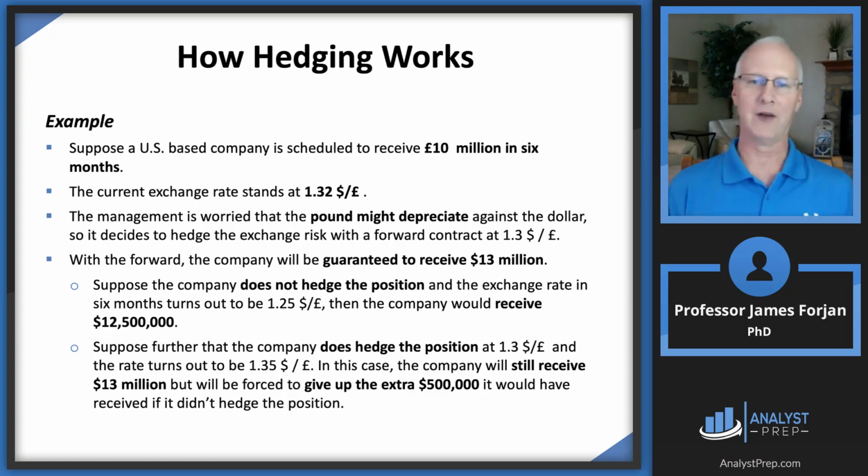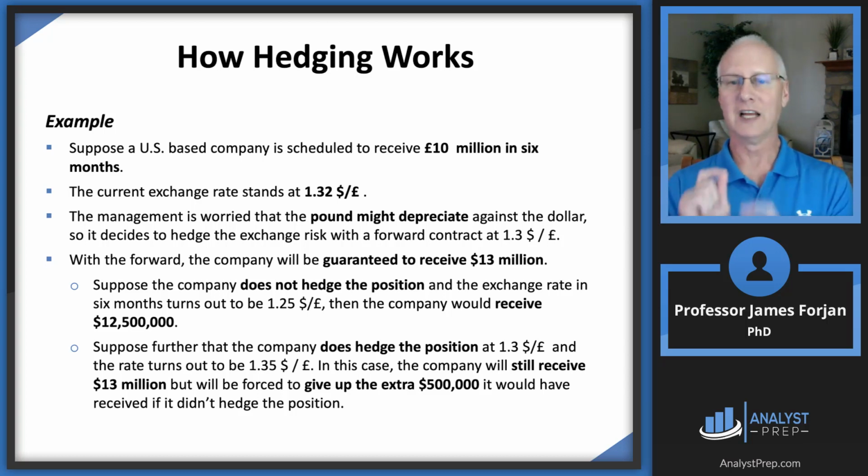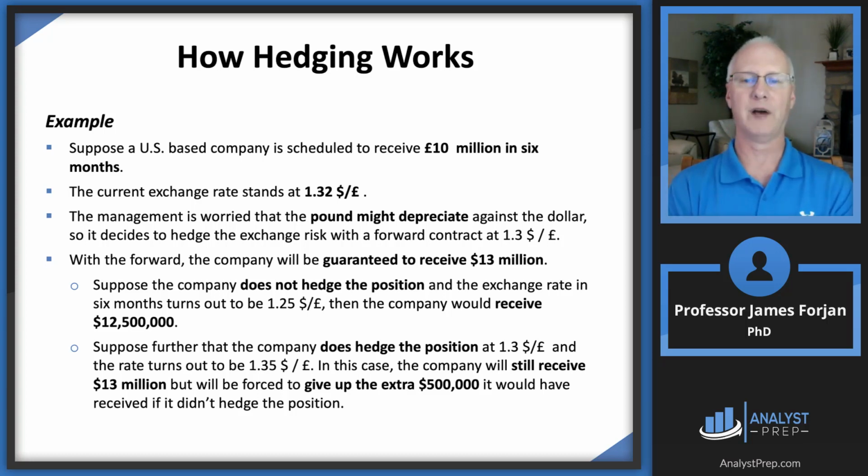Now, this is what we know about forward contracts. Whenever you use a forward contract, and companies use these all the time, and they should, companies will always have a sense of pride or a sense of regret on the maturity date of the contract, unless the spot price on the maturity date is exactly equal to the forward price, which of course hardly ever happens. So look at my final two bullet points here. Suppose the company does not hedge the position and the exchange rate in 6 months turns out to be 1.25. Then the company would receive just 12.5 million.